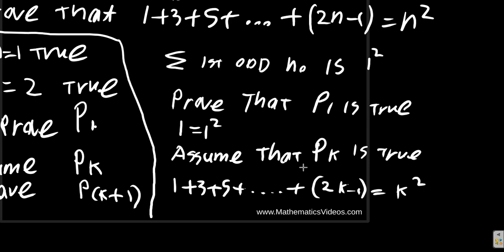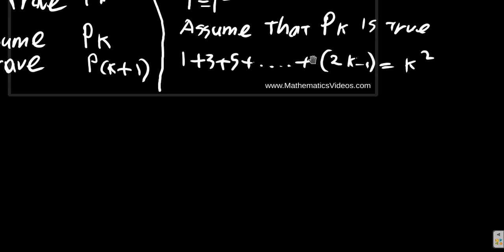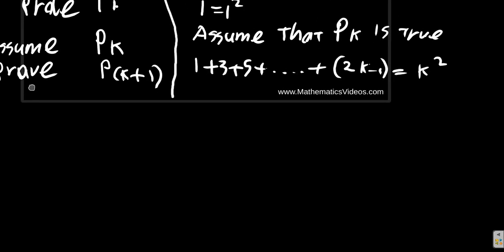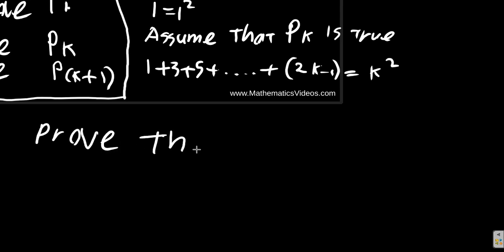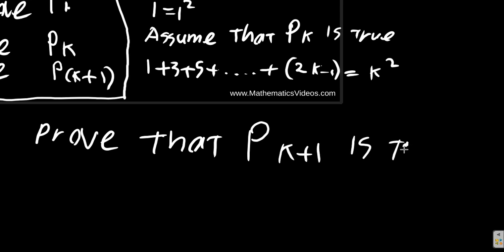Alright. But then, what is the number that comes after k? It is k plus 1. So, what you must do, let me just cover this, what you must do is prove that P of k plus 1 is true. Alright?